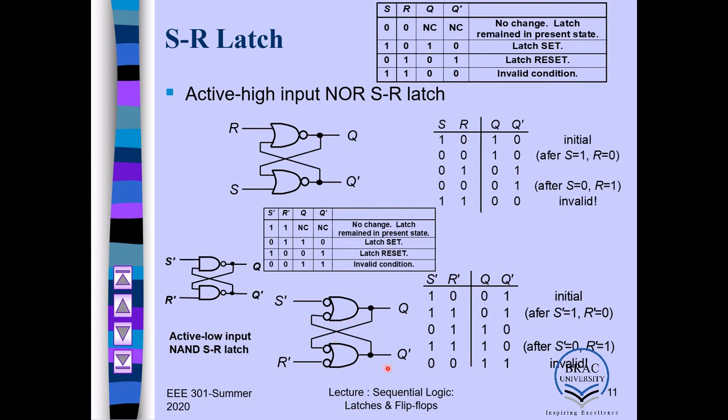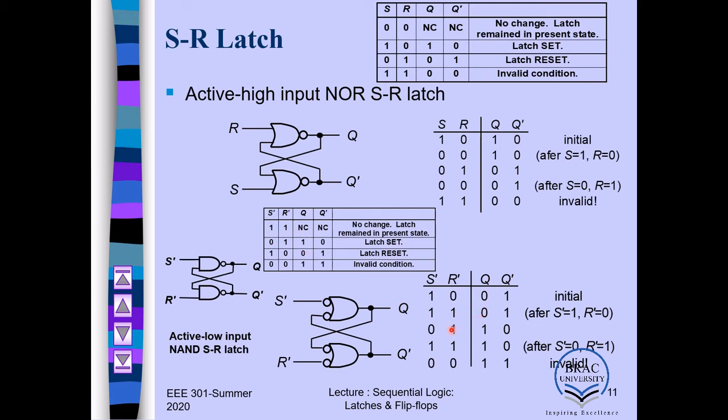This is the representation of NAND as well. So this is the inverted of this one, whatever we have here. If you start with 1, 0, look here, 1, 0 becomes 0, 1. So 1, 0 means set. So the output is 0, 1. And 1, 1 here is no change.